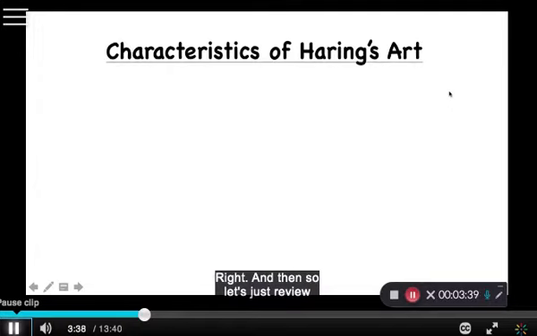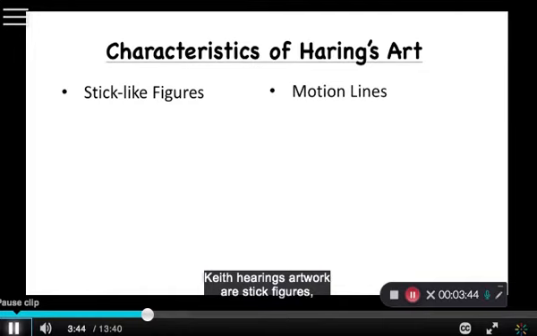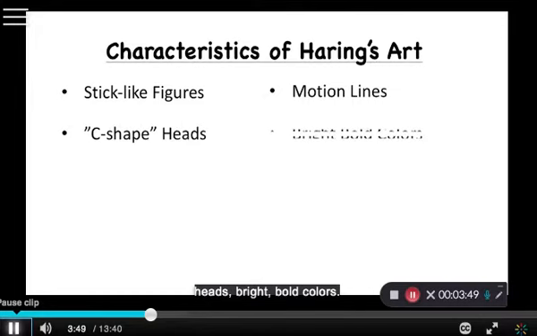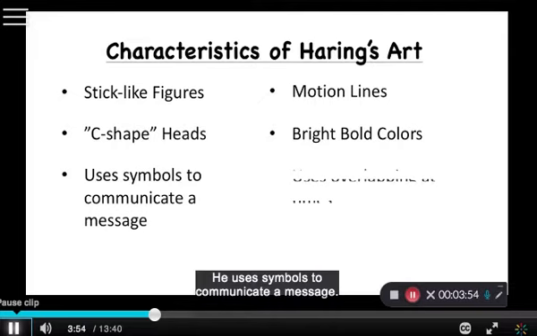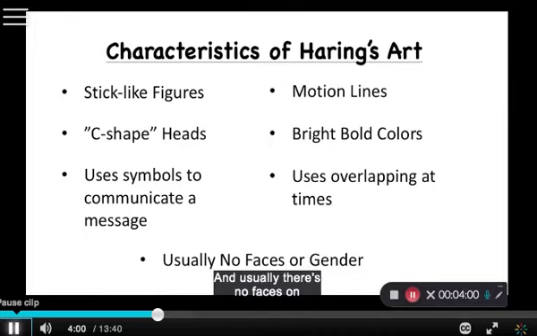The characteristics of Keith Haring's artwork are stick-like figures, motion lines, C-shaped heads, bright, bold colors. He uses symbols to communicate a message. He uses overlapping at times. And usually, there are no faces on his figures, and you cannot tell what gender they are.